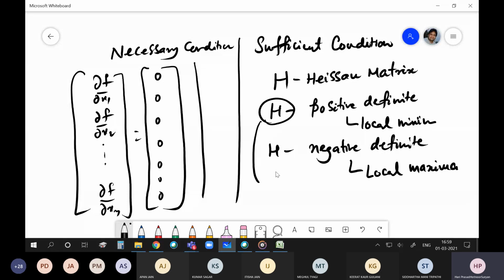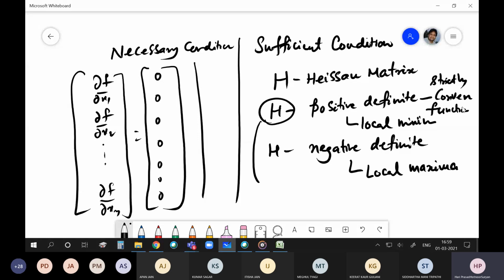So what will it be for semi-positive definite? It means there may be a local minimum. If it is positive definite for all values of x, you will have the global minimum. That means basically this function is a convex function, a strictly convex function, which we just discussed in the case of a single variable.